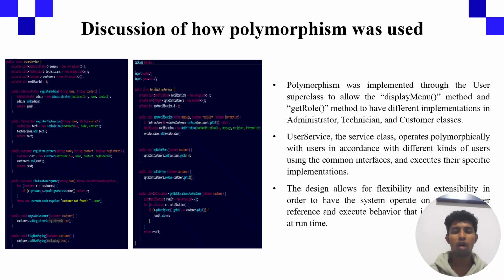Here is the discussion of how polymorphism was used. Polymorphism allows the system to treat every user type, such as administrator, technician, and customer, as we talked about earlier, simply as a user. Methods like display menu are overridden to implement the actual behavior expected from a particular role. This keeps the service classes simpler and increases system extensibility. New roles can be added without changing the existing logic, which ensures the system remains scalable and true to object-oriented design.